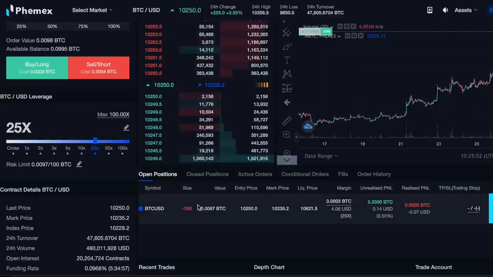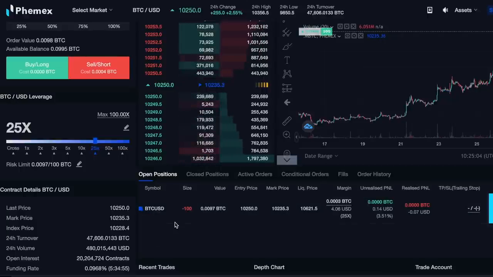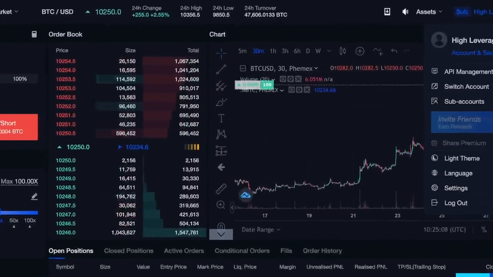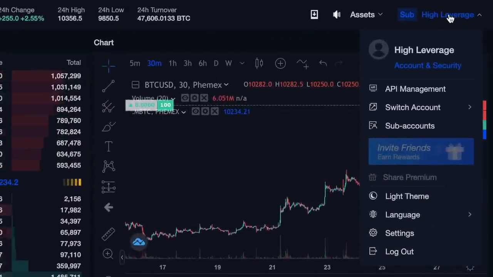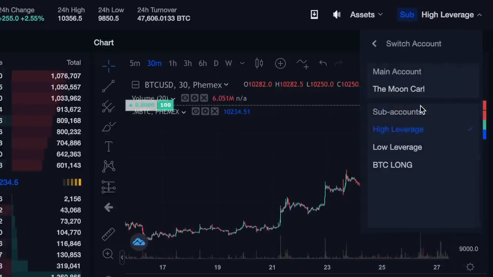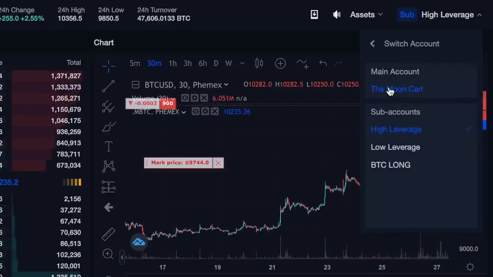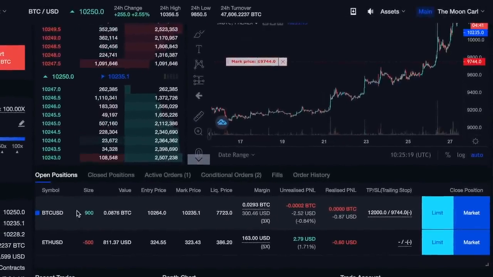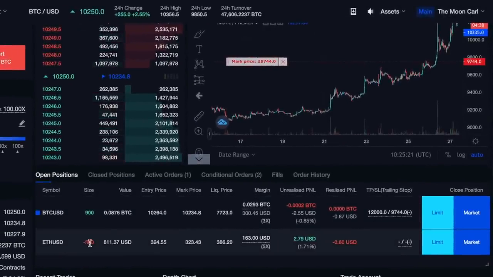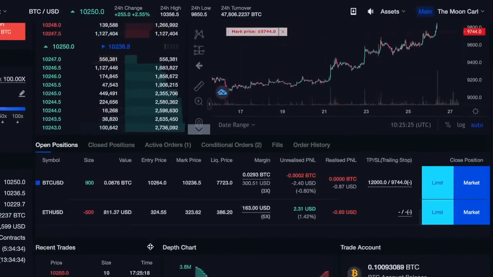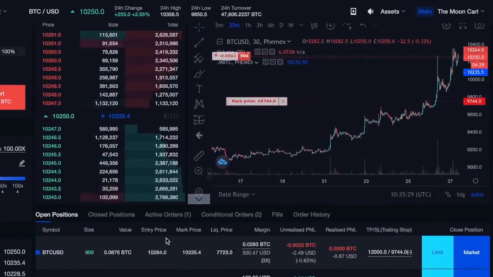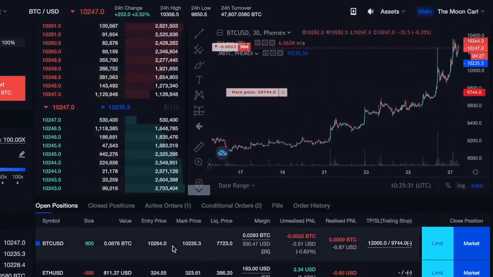So now you can see my short position down here, but you don't see my other Bitcoin long position. And that's because it's up here on my main account. So I click up here to my sub account. I click switch account. I go to my main account. And there you go. Here is my long position on Bitcoin and my short position on Ethereum. This is a super simple way to have several positions open, and I'm very happy that Phemex was able to do this in such a smooth way.